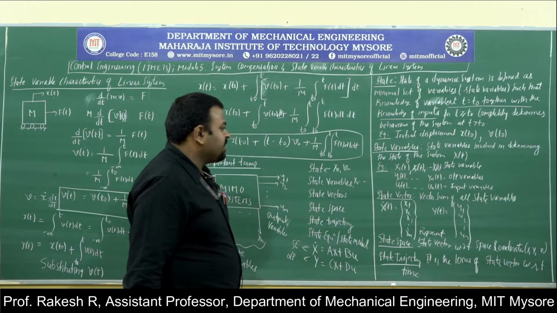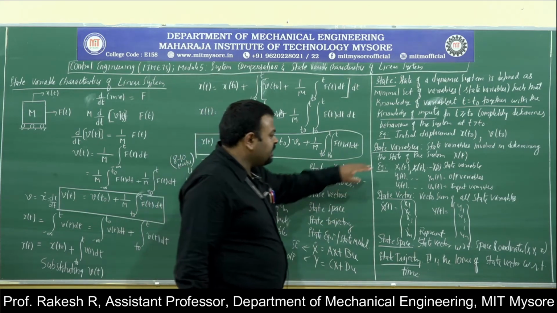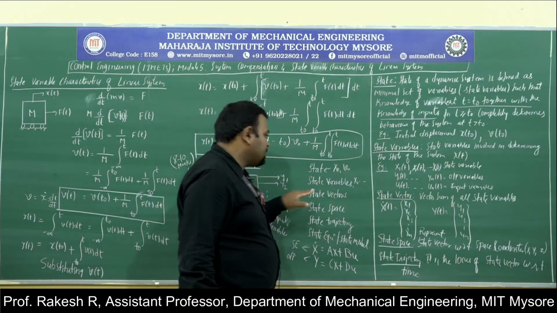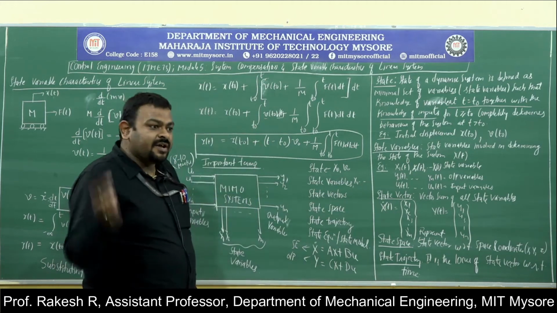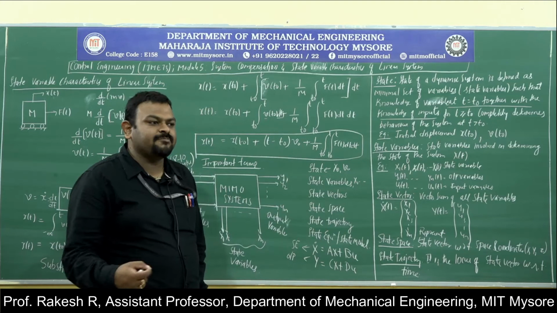State vectors are nothing but the vector sum of all state variables. If you write state variables in terms of vectors, it is a state vector. If you represent the same vector with respect to time, it is nothing but state space.